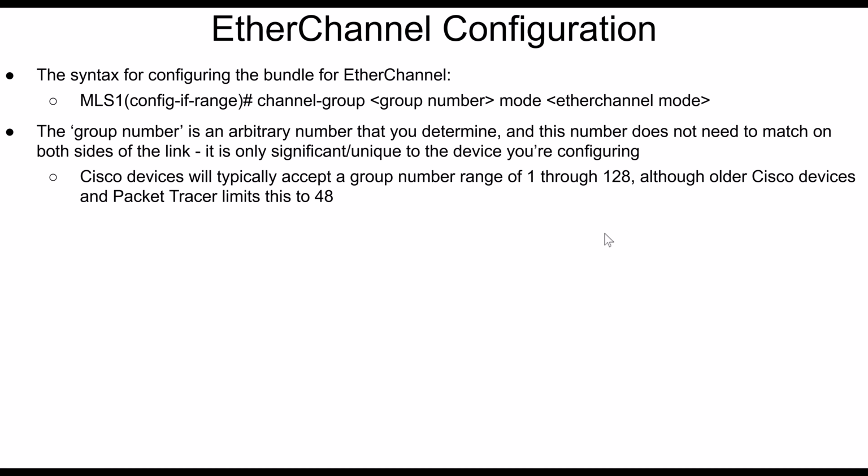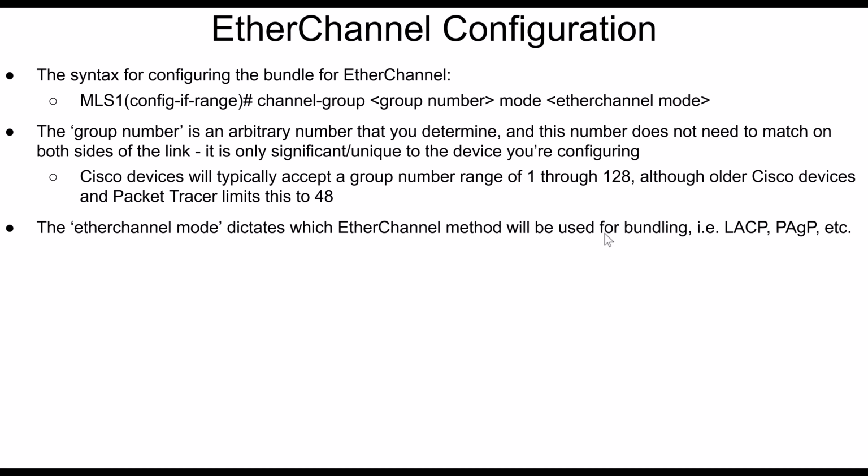Cisco devices will typically accept a group number range of 1 through 128, although older Cisco devices and Packet Tracer limit this to 48. So just know that if you try to put something in a channel group, the range of the channel group numbers is going to be 1 to 48 when you're using Packet Tracer.